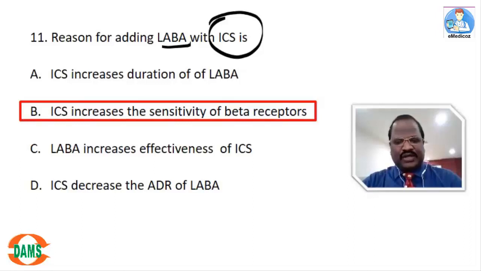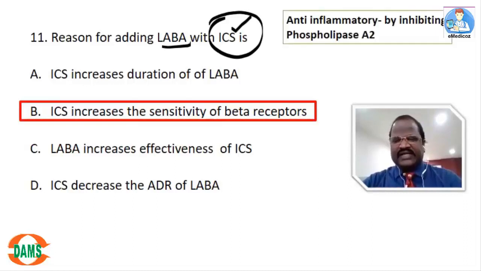Inhalational corticosteroid increases the sensitivity of beta receptor, thereby preventing beta agonist tolerance. Remember one important question. Generally, corticosteroids are anti-inflammatory agents. The mechanism of action is that they inhibit phospholipase A2. By inhibiting the phospholipase A2 enzyme, they inhibit production of inflammatory mediators, thereby being useful to control airway inflammation.